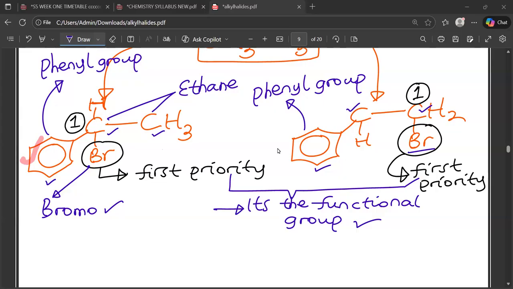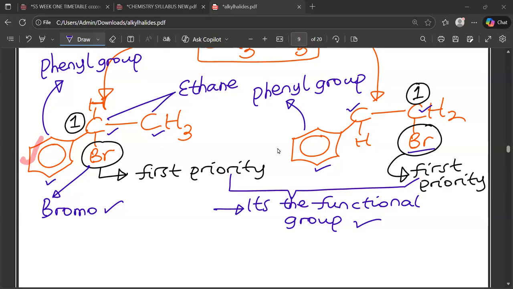The second one, since the bromine again is on the first carbon atom this side, I can say 1-bromo-2-phenylethane. That's what I think.